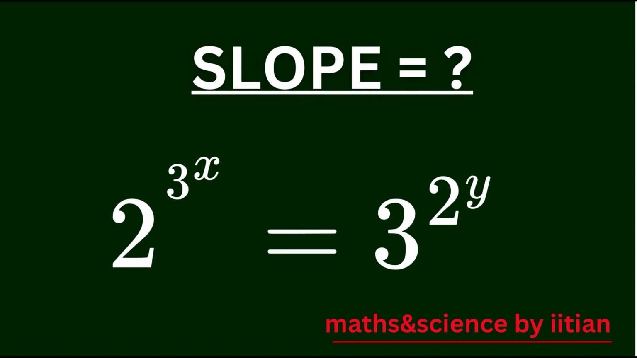Today I will be taking up a typical question, different from the other formats of "solve". What is the solution? A plus b is how much? A square plus b square is how much? It's different from that type of questions. A relation is given between x and y in exponents: 2 to the power of 3 to the power of x is equal to 3 to the power of 2 to the power of y. This relation is given. I wanted to know what is the slope.